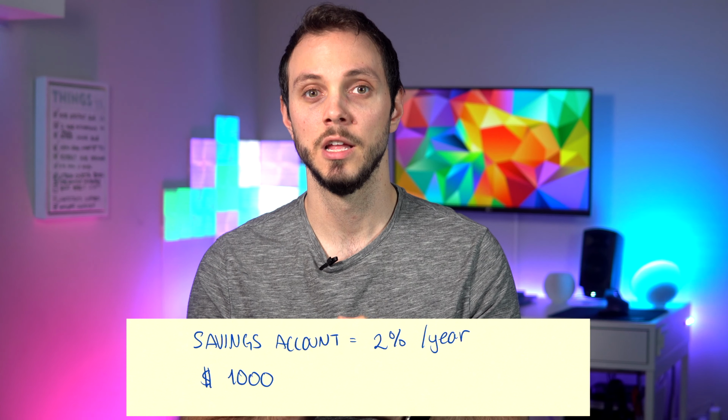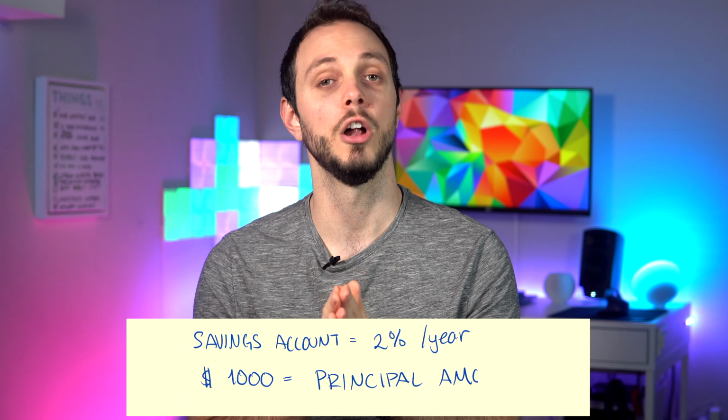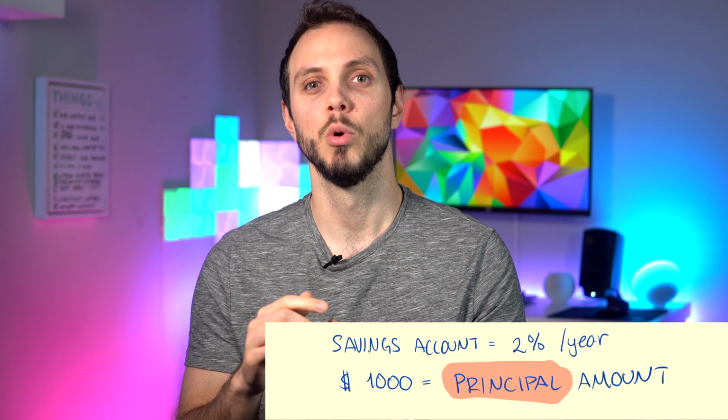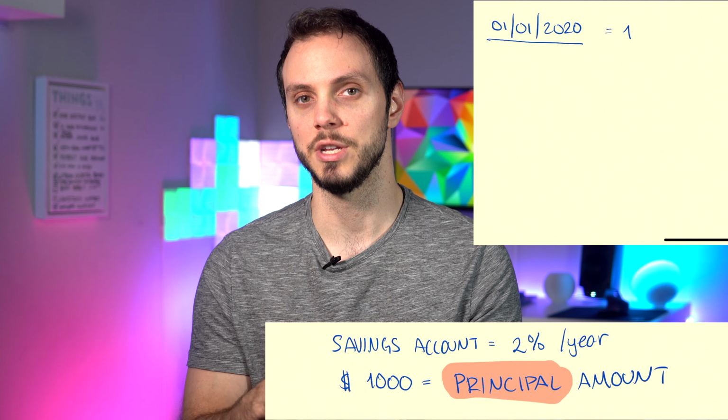So what is compound interest? Let's start with an example because a dictionary definition won't help all that much. Let's say you have $1,000. You put that money into a savings account that offers 2% interest on your money. The $1,000 is referred to as your principal amount. The interest rate will multiply by the principal amount at a regular interval, typically once per year.